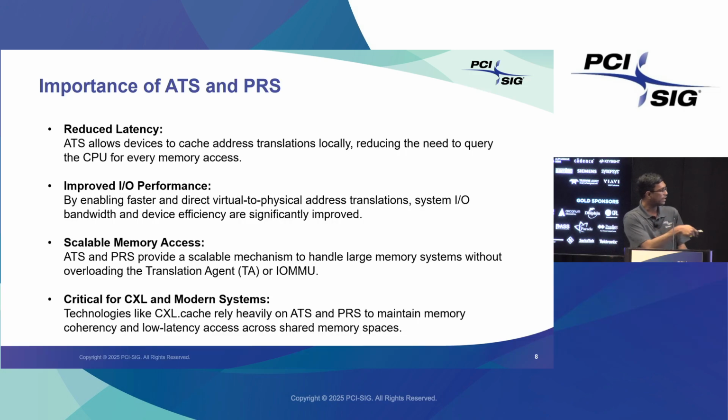As a use case, I already mentioned CXL.cache and SVM, shared virtual memory devices, everything. For all these types of devices, this capability helps reduce low-latency access and memory coherency problems also, it will solve them.